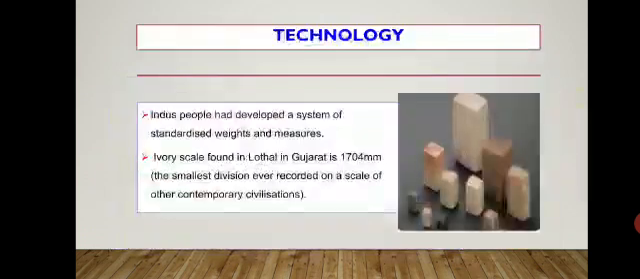Next one is technology. In this, people had developed a system of standardized weights and measures. The ivory scale found in Lothal in Gujarat has a smallest division of 1.704 millimeters, the smallest ever recorded on the scale of other contemporary civilizations.